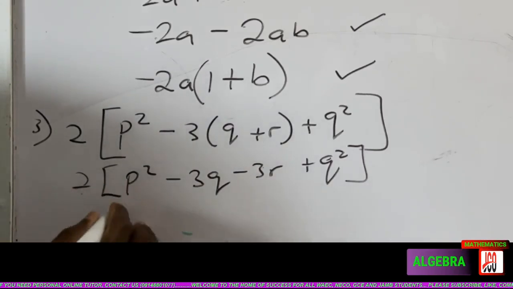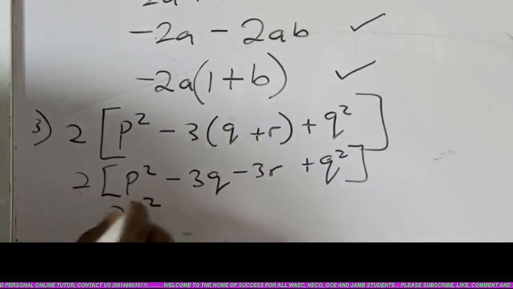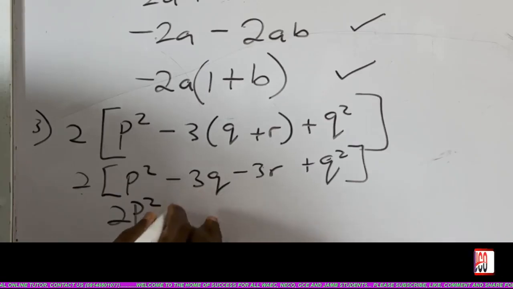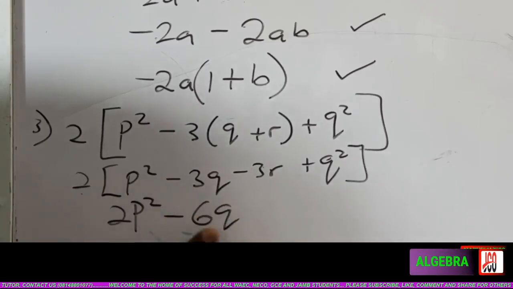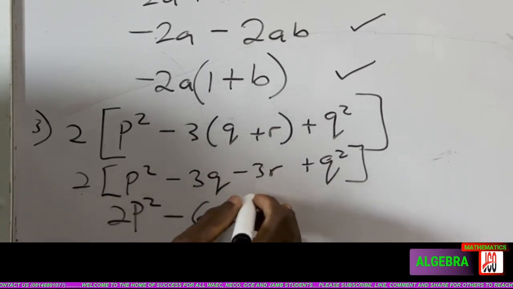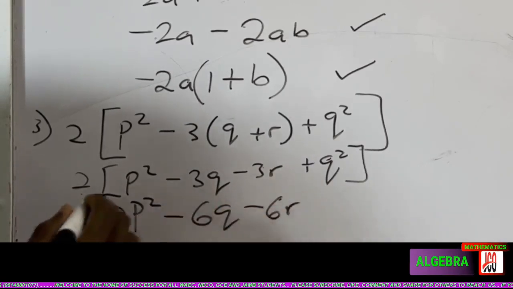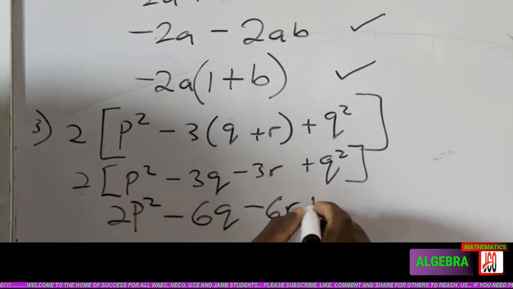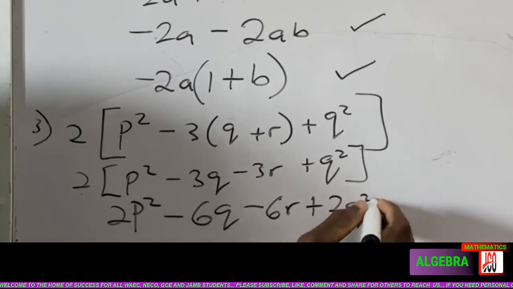So 2 multiplies the p square and it becomes 2p square. 2 multiplies the minus 3q to become minus 6q. Then 2 multiplies minus 3r to become minus 6r. Then 2 multiplies the q square to give plus 2q square.